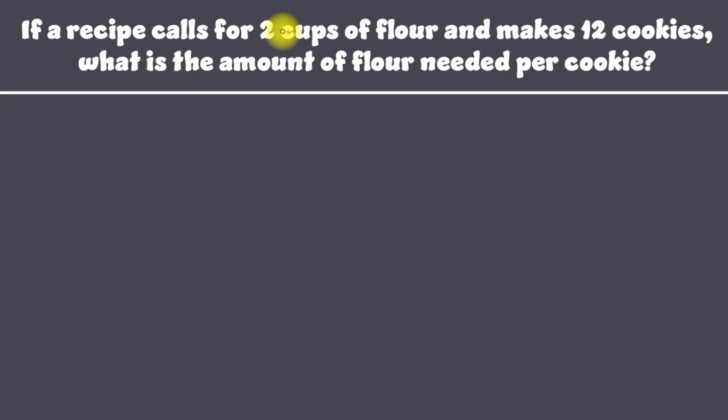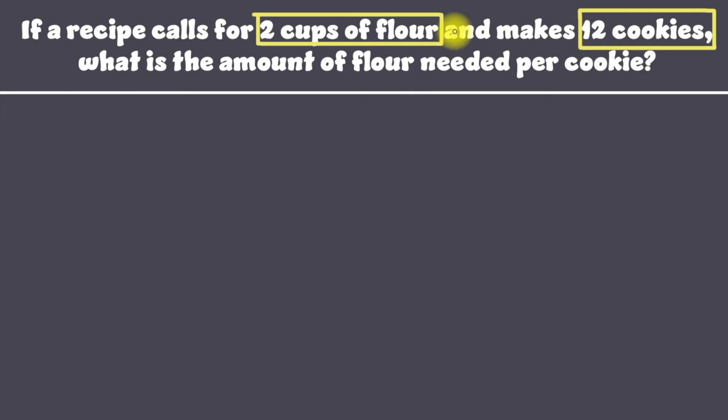Well, what information is really important here? It tells us that when we use 2 cups of flour, it makes 12 cookies. So we can definitely see that there's a relationship between the cups of flour and how many cookies it can make. The question is asking, what is the amount of flour needed per cookie?